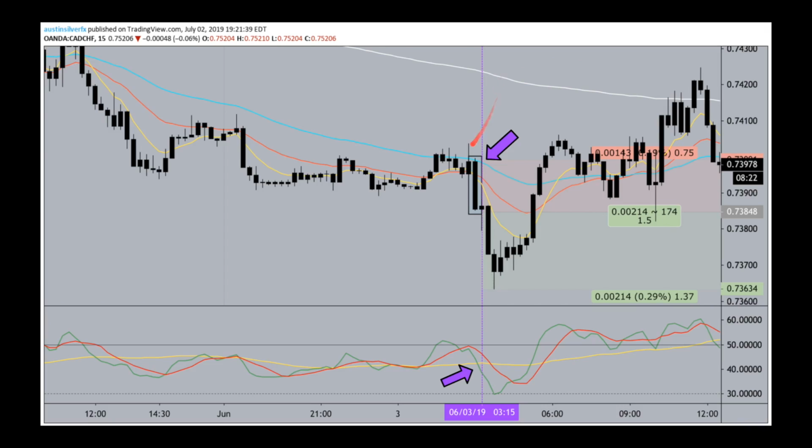Here, CAD CHF, I have another example for you. You can see the consolidation overnight through the Asian session because neither of these markets were open. So of course, trading is going to be slow. That's why they're small candles.